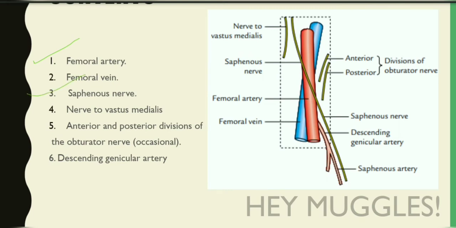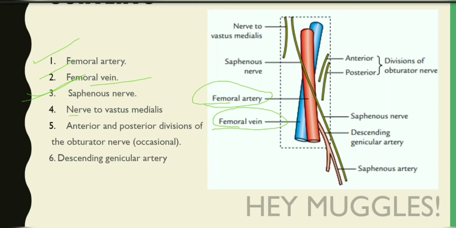Then we have femoral vein. Femoral vein drains into your great saphenous vein. The structure in red is your femoral artery. Then we have saphenous nerve. Saphenous nerve is a terminal sensory branch of your femoral nerve, and it provides cutaneous innervation to your medial knee, leg and foot. It is also the longest sensory branch of your femoral nerve. So in short, it is a sensory branch of your femoral nerve.